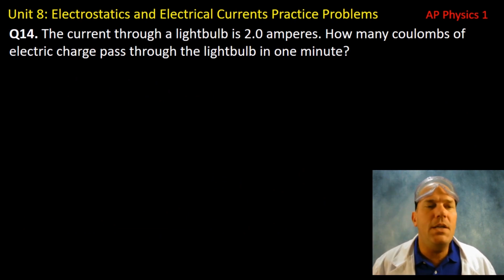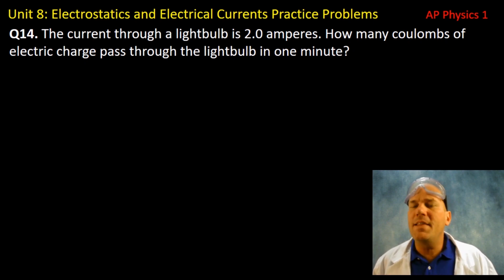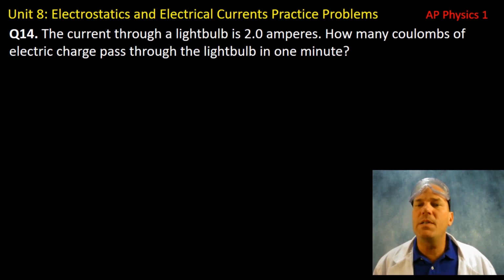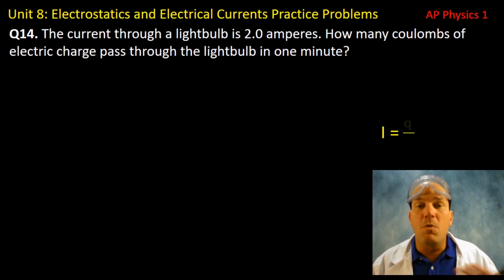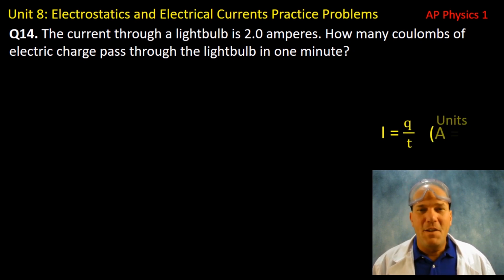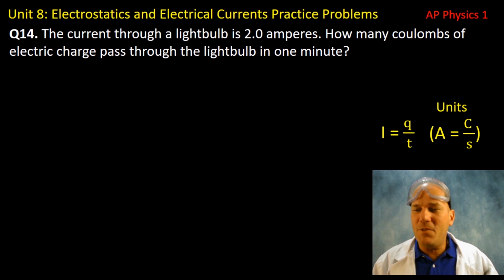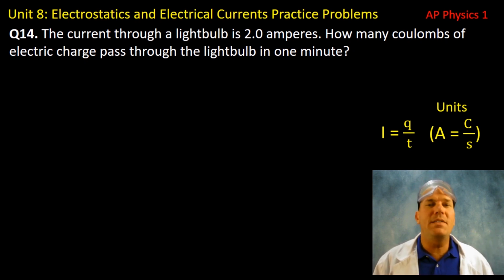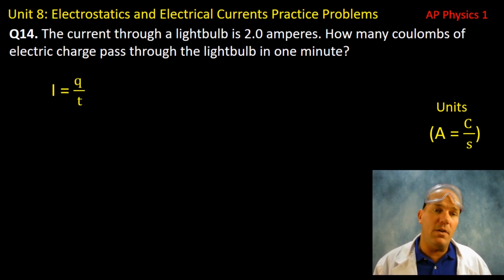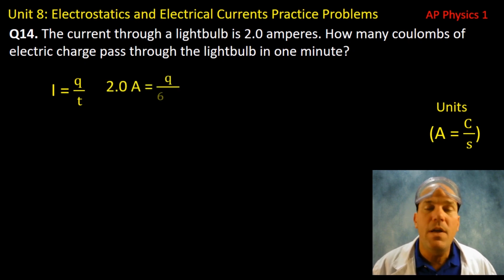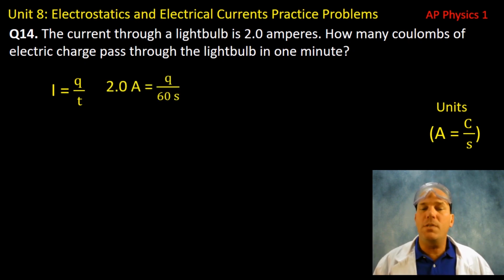In question 14, the current through a light bulb is 2.0 amperes. How many coulombs of electric charge pass through the light bulb in 1 minute? 1 minute is 60 seconds. We need to stick with our SI units. So coulombs divided by second is an ampere. Okay, and we have information here. We're given the current through the light bulb to be 2.0, and that must be equal to the charge divided by the time in seconds.